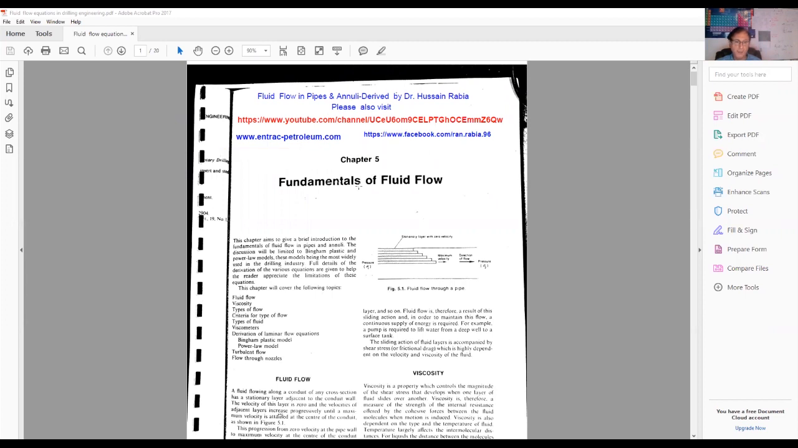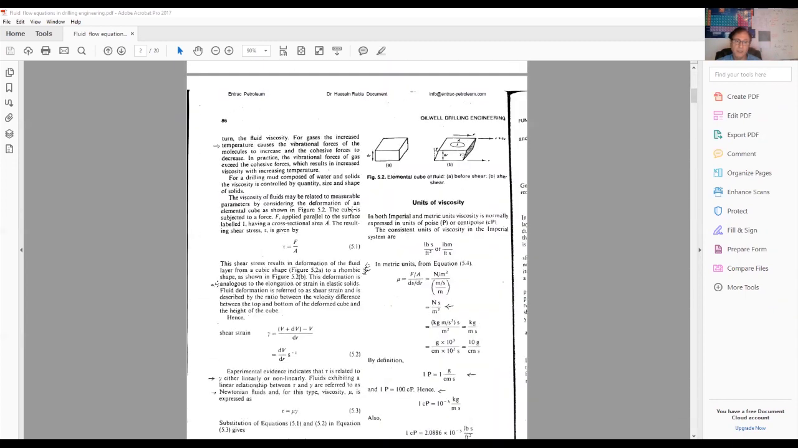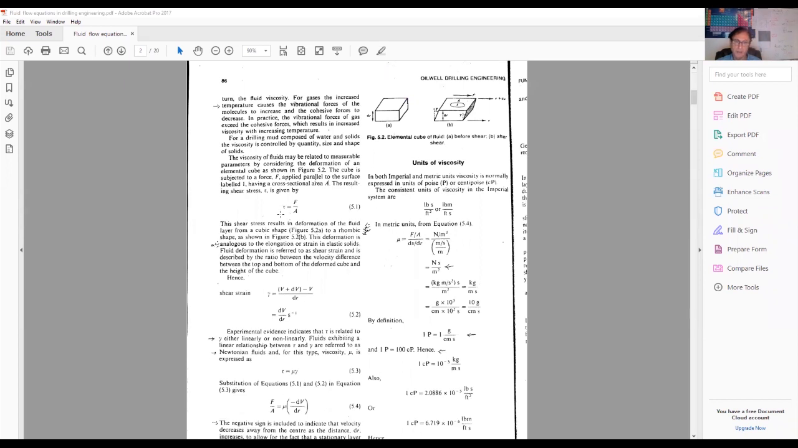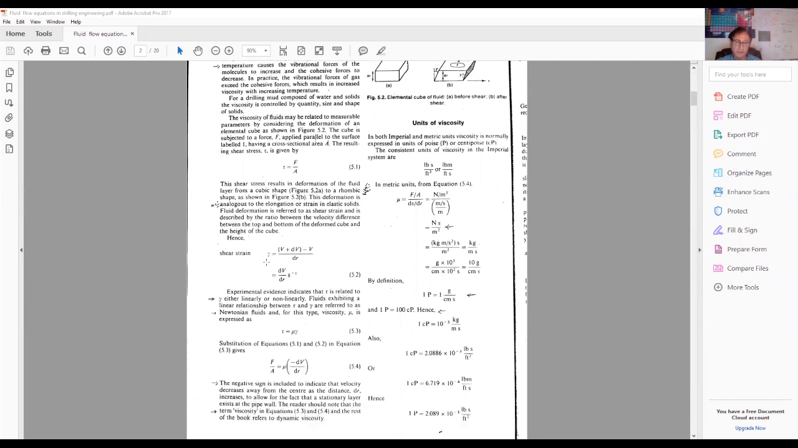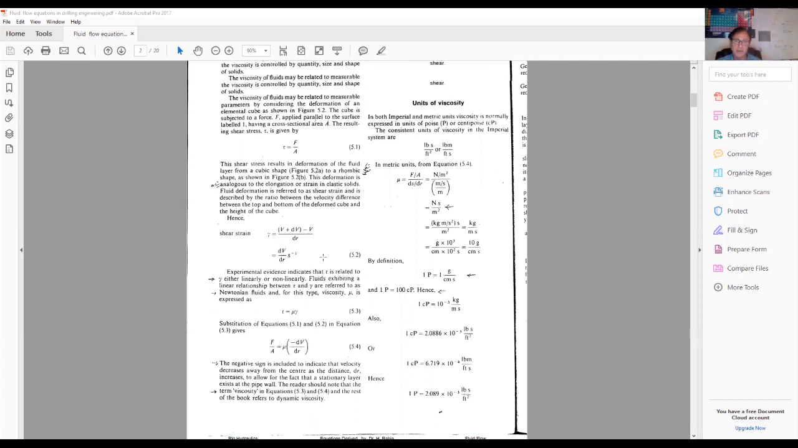So to start with, when we talk about fluid flow in pipes, we really need to understand some fundamentals like viscosity. What is viscosity? Also, we need to talk about shear stress, as defined by force over area, of course, and shear rate, which is the change in velocity over a distance. And the two things are related together by what we call viscosity. So this is all explained here.